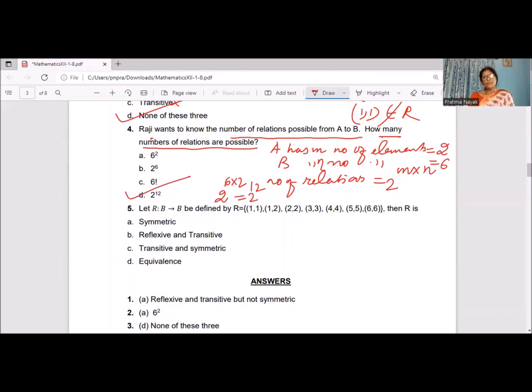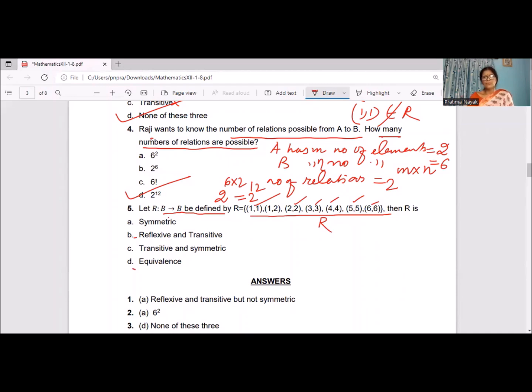Next, coming to the fifth one. A relation R is defined from B to B, and under R these ordered pairs are there: (1, 1), (1, 2), (2, 2), (3, 3), (4, 4), (5, 5), (6, 6). R is symmetric, R is reflexive and transitive, R is transitive and symmetric, or an equivalence relation. Which one will it be? (1, 1) is there, (2, 2) is there, (3, 3) is there, (4, 4) is there, (5, 5), (6, 6) are there. So it is reflexive.